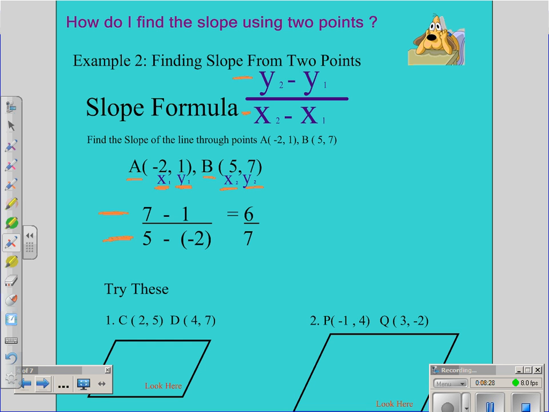So then I would say 7 minus 1, and I love arrows. I would really encourage you to use arrows to make sure that you've included the right numbers in your formula. So I have 7 minus 1 on the top, and then I have 5 minus a -2. Notice that is a -2 on the bottom. And then, of course, that simplifies as 7 minus 1 is 6, and then 5 plus 2 on the bottom, or 7. So the slope of this particular figure would be 6 out of 7.